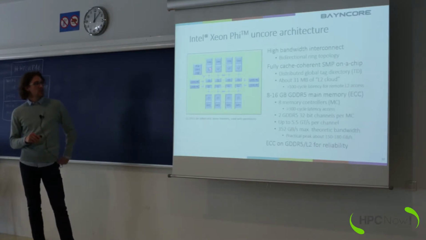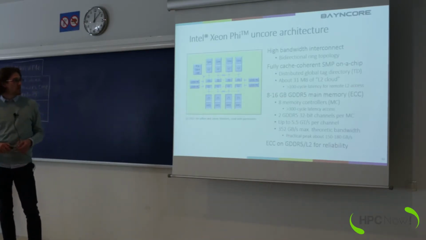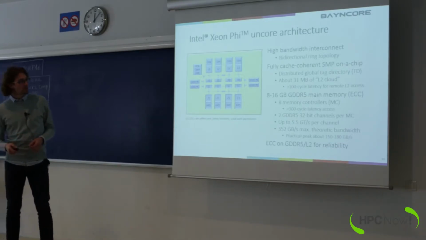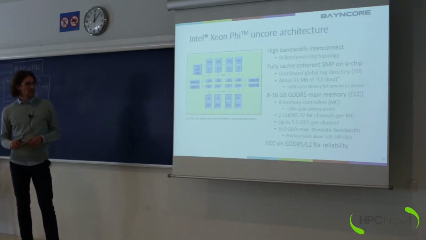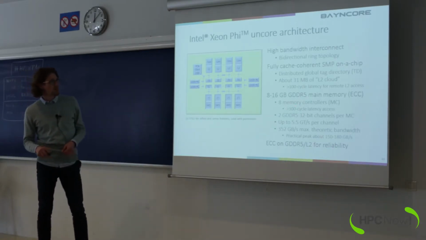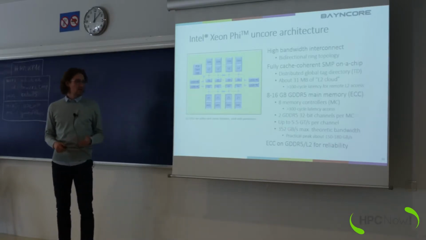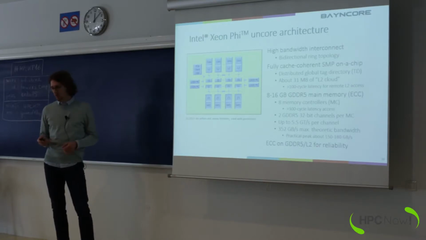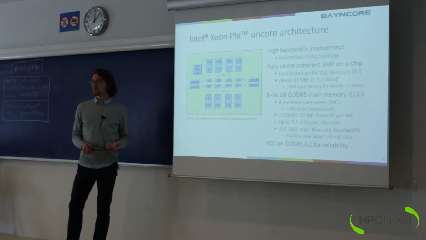You have L2 caches directly on each core, and these are fully cache coherent in the full system. You have a bidirectional ring connecting all of the cores with the memory and the instruction set caches. You have GDDR5 memory using 8 memory controllers, and you have a maximum theoretical bandwidth of 352 gigabytes per second, which is quite okay, but obviously if you have only 16 gigabytes as maximum, you're limited by this as well.